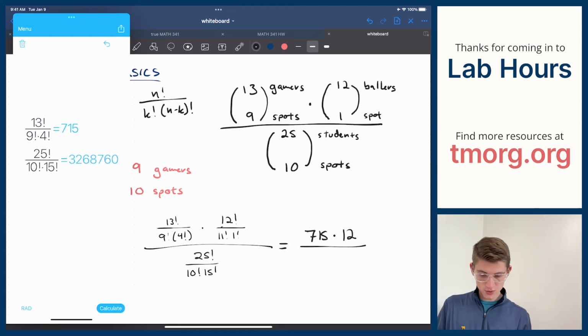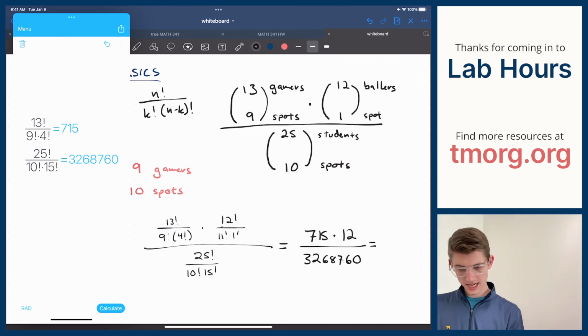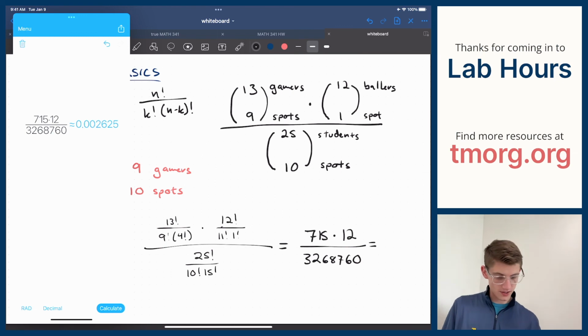This is 3,268,760. 3, 2, 6, 8, 7, 6, 0. I can come back over to my calculator. I can do 715 times 12 over 3268760. Calculate that, and we are left with a very small number. That is 0.002625-ish, right? What does that actually mean?